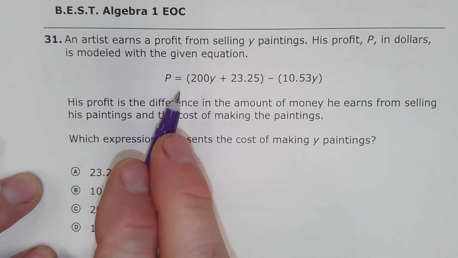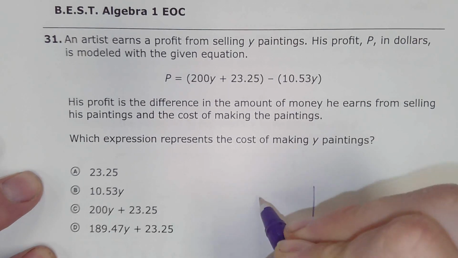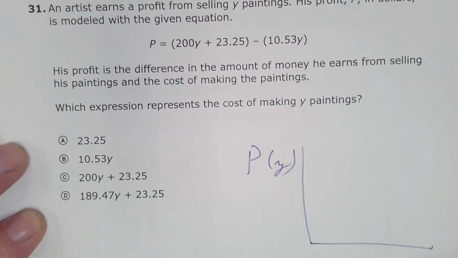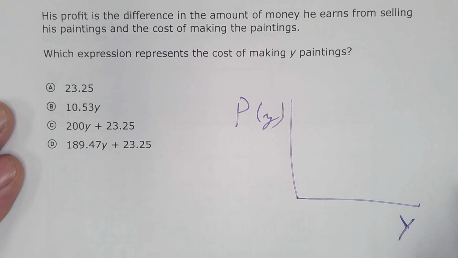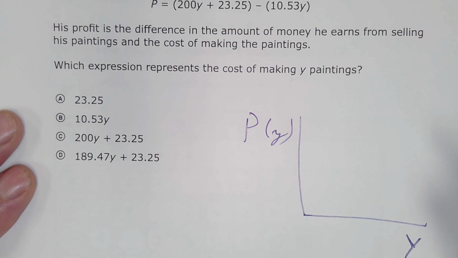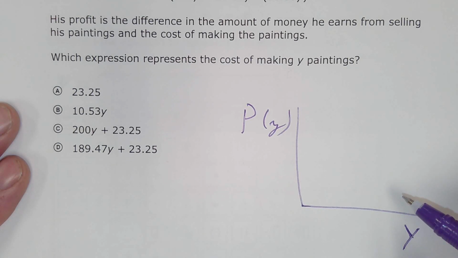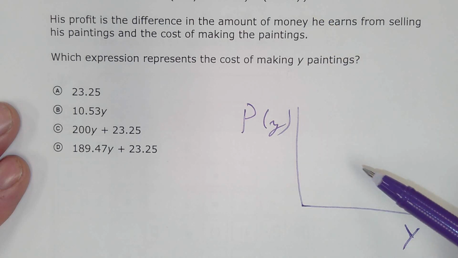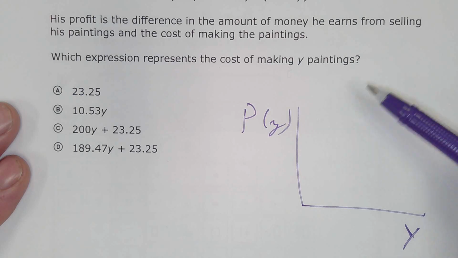And if you look at the words, what this is trying to tell me is that y is my input and p is my output. P is a function of y, which is a little confusing because normally x is your input, but it doesn't matter. You can call your horizontal whatever you want to. It's just saying that the number of paintings I sell will result in a profit of something.